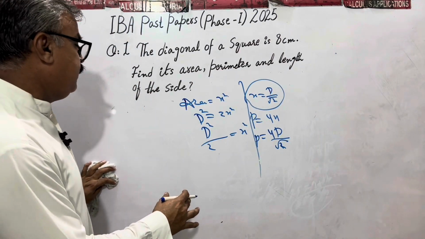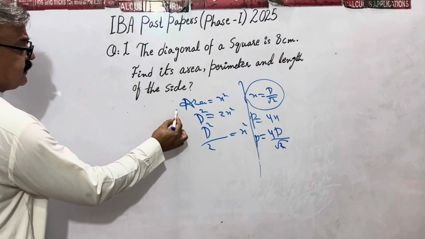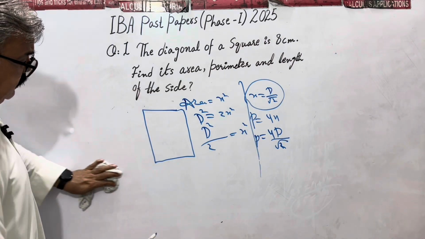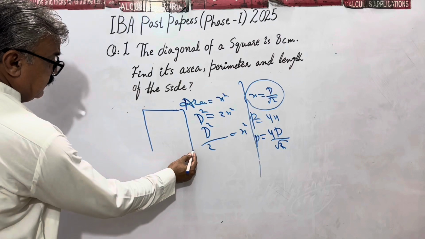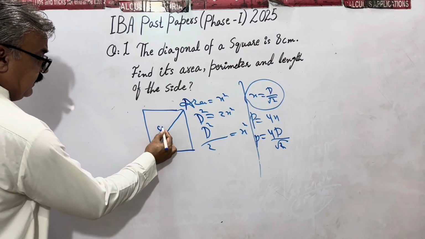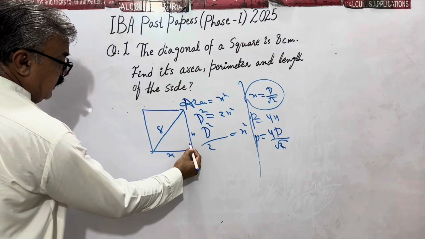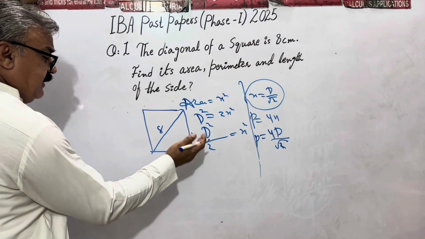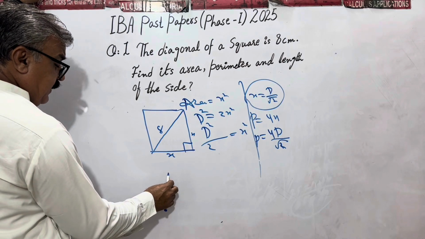Don't get into these formulas. Just simply stick to the Pythagoras theorem only. Then you are in a position to find all the requirements of a square as well as a rectangle. Here, that is our diagonal, given to us as 8. This is our x. Apply the Pythagoras theorem. Then you can find its area very directly.